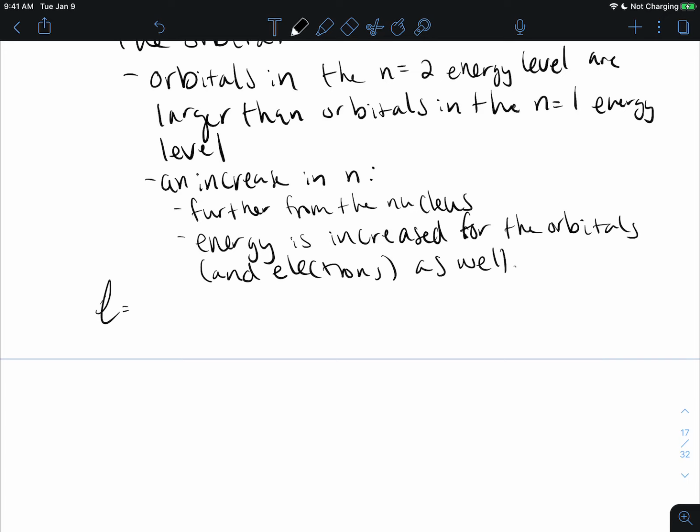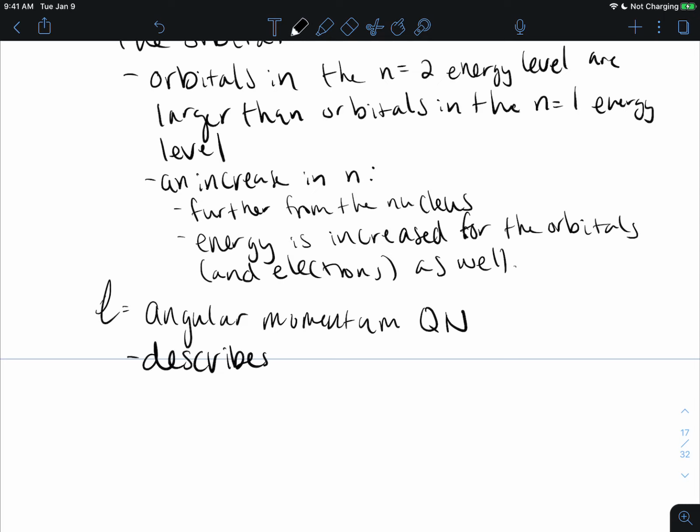Our next quantum number is L, which is our angular momentum quantum number. Qn for quantum number. Again, being lazy. And this is going to describe the shape of the orbital. So basically, what shape does the electron density adopt for a specific L value?